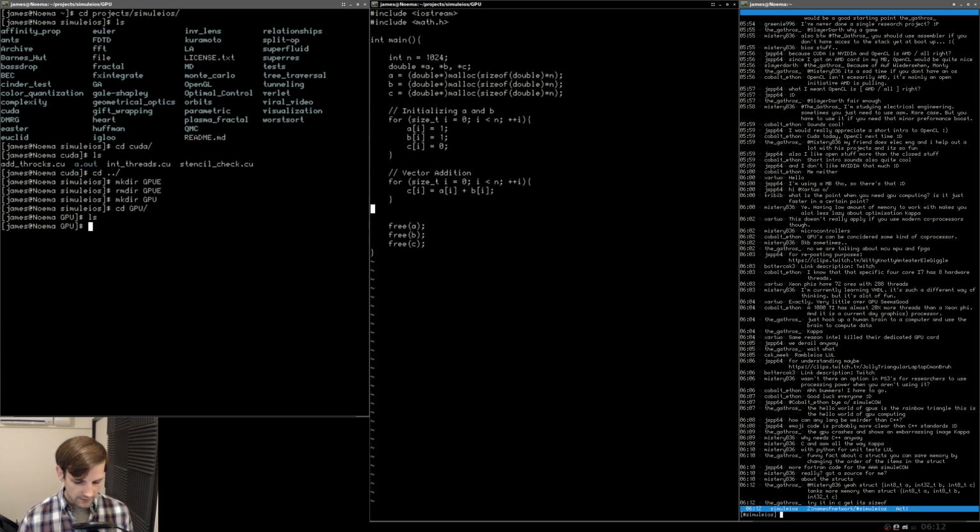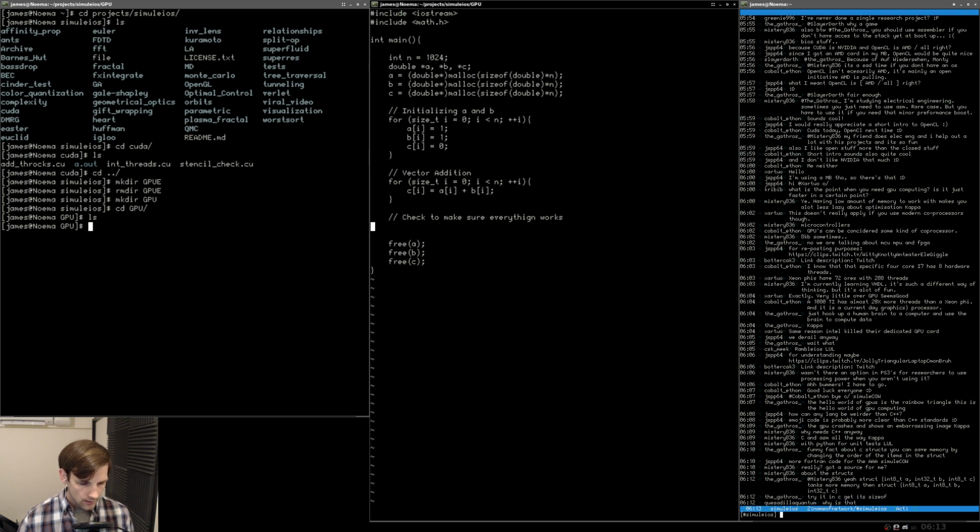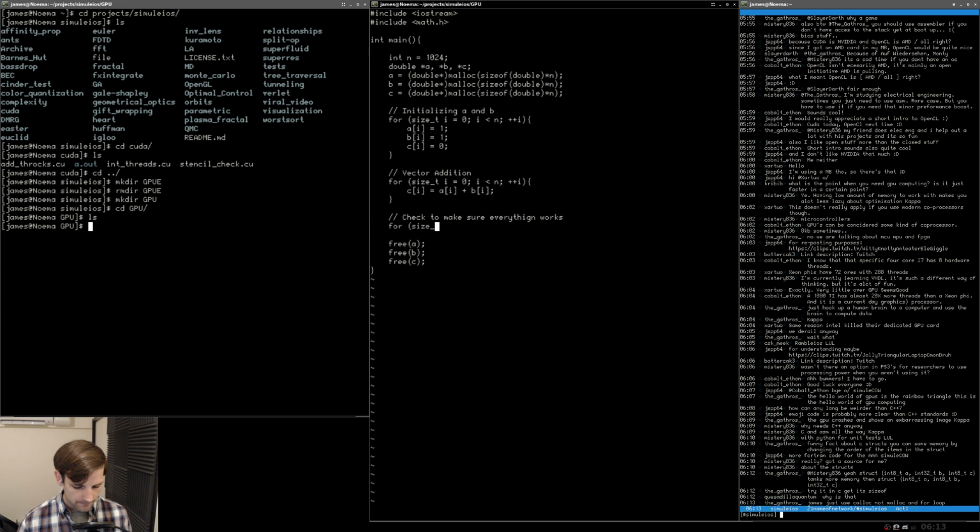And then down here, we're just going to do a quick check just to make sure it works. And so here's our check. Let's just do another for loop here. Size t I equals 0.